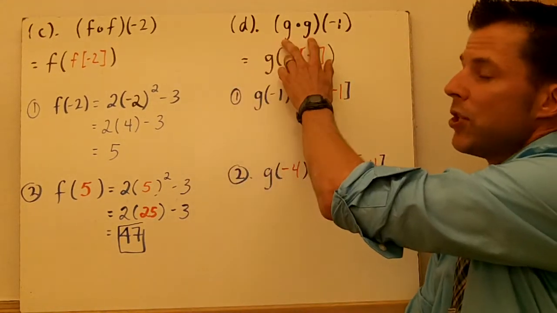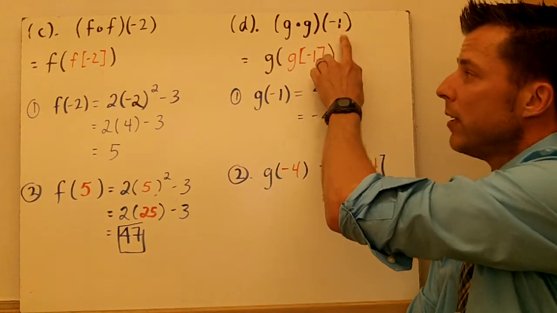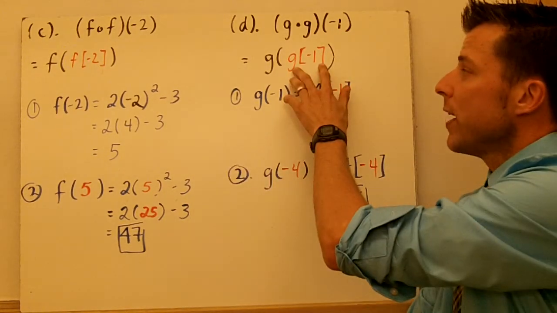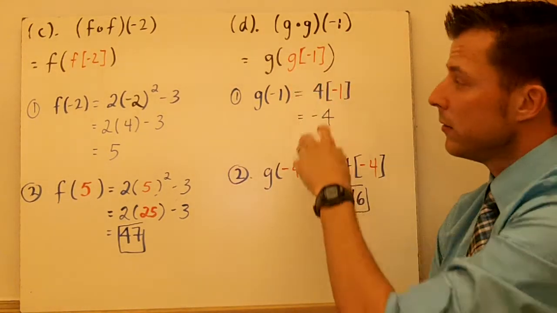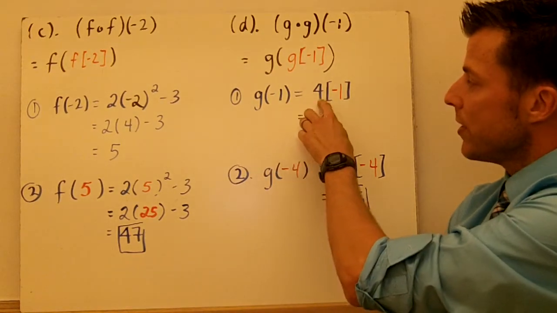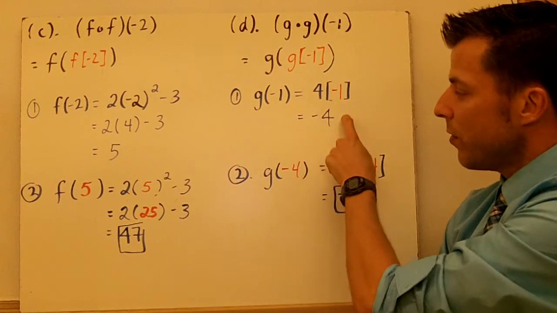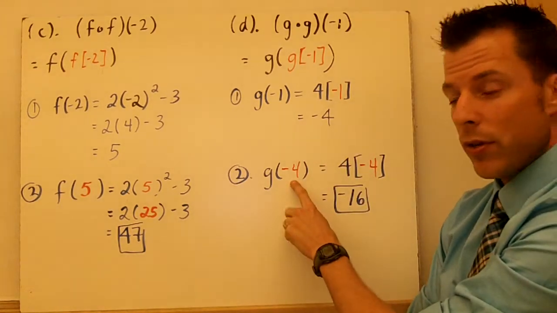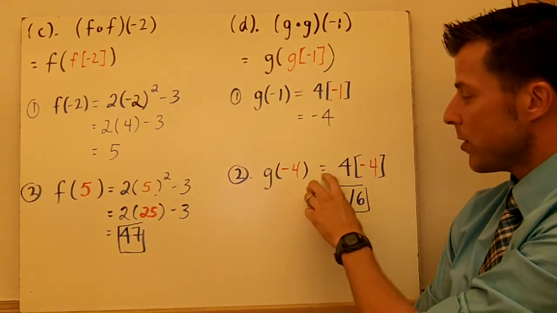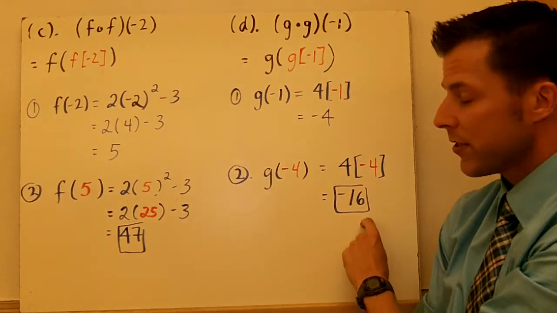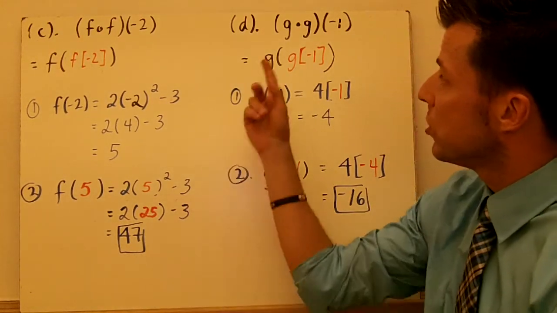In part D, g composed with g of negative 1. So first, we've got to find g of negative 1. g of negative 1 here is 4 times negative 1, which is negative 4. And so negative 4 is going into function g. So 4 times negative 4 is negative 16. And that's g composed with g.